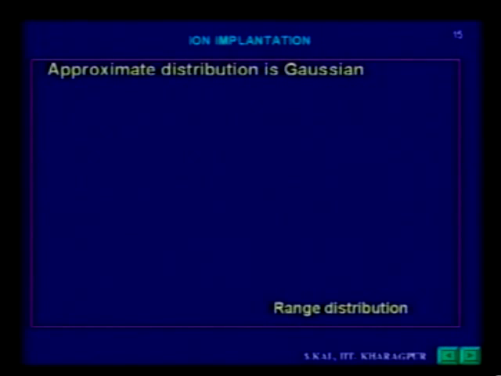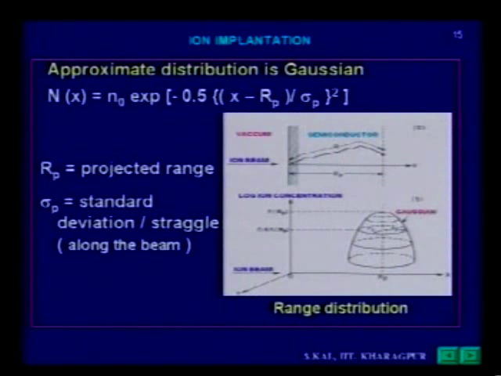Okay, now according to this LSS theory, the distribution is Gaussian. It is a rather simplified assumption, and that distribution is given by N(x), the concentration of dopants at any vertical distance x from the surface. N(x) is equal to N0 exponential of minus 0.5 times ((x minus Rp) divided by sigma p) squared, where Rp is the projected range, which we discussed in an earlier class, and sigma p is known as the standard deviation or straggle.